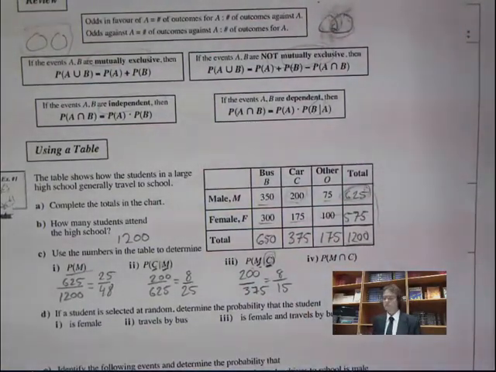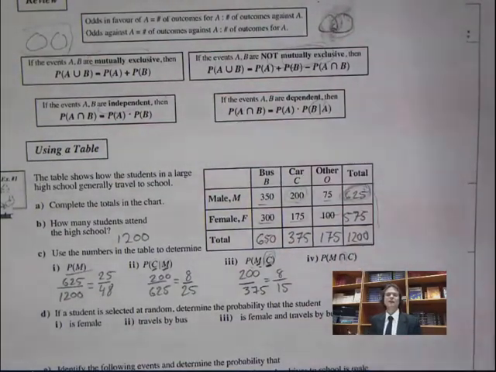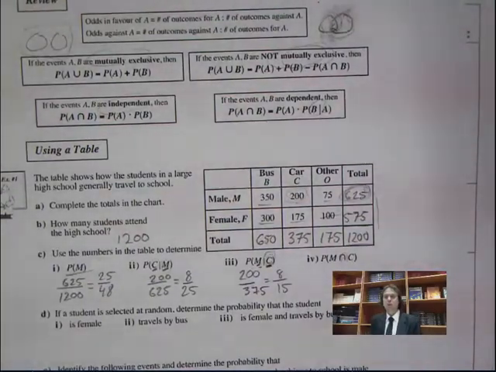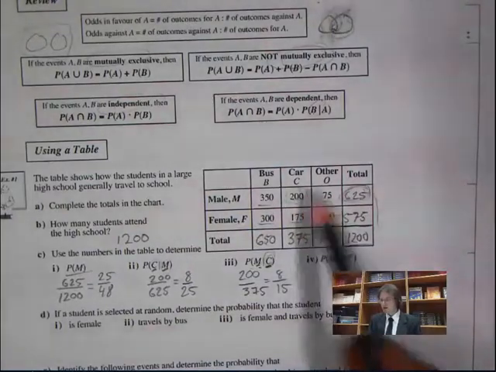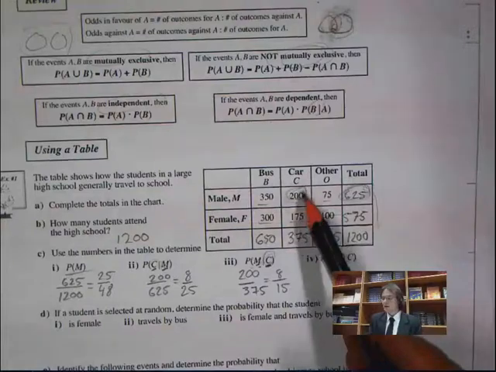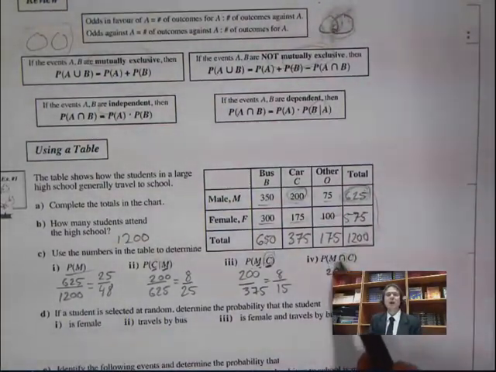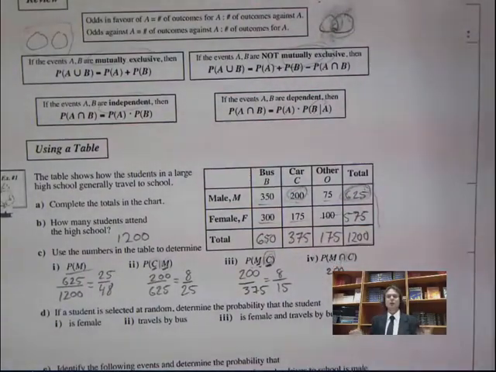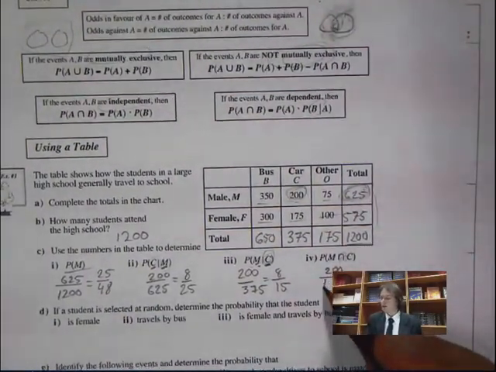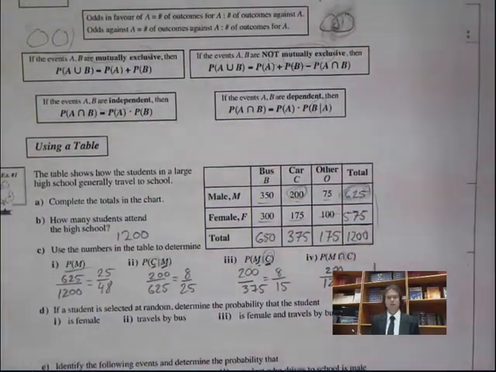The next one wants, now do you remember what this sign is for? That intersection is what's in the middle. So it's and. We want the probability of being male and taking a car. So male and taking a car, that's only 200. Well, that's out of everything now, so that's out of 1200. So that is the same as 1 in 6, I believe.